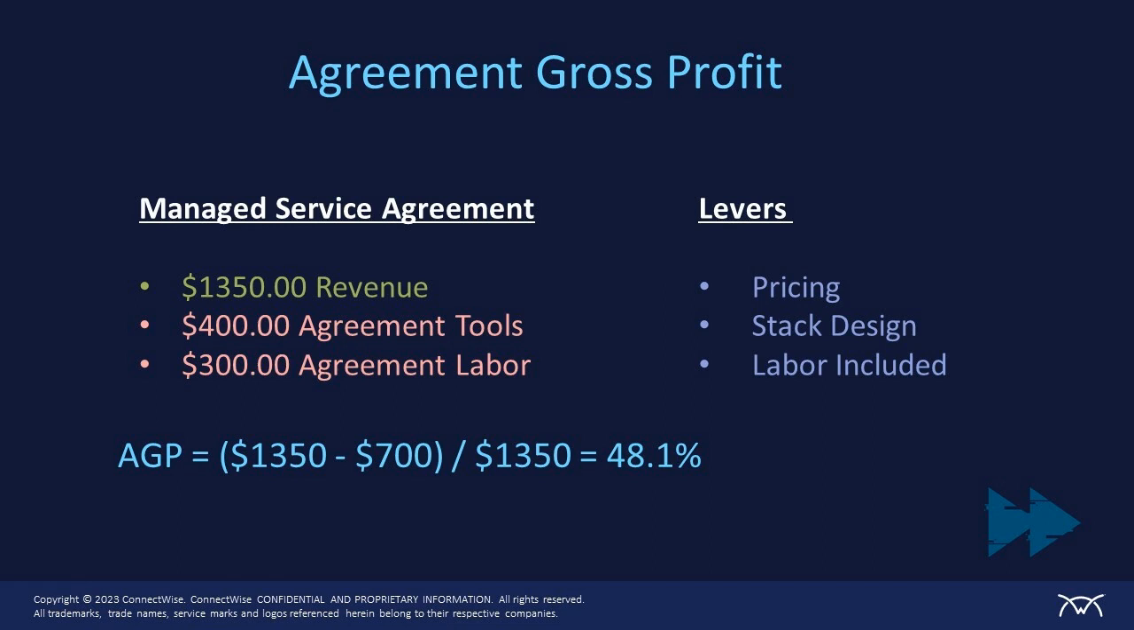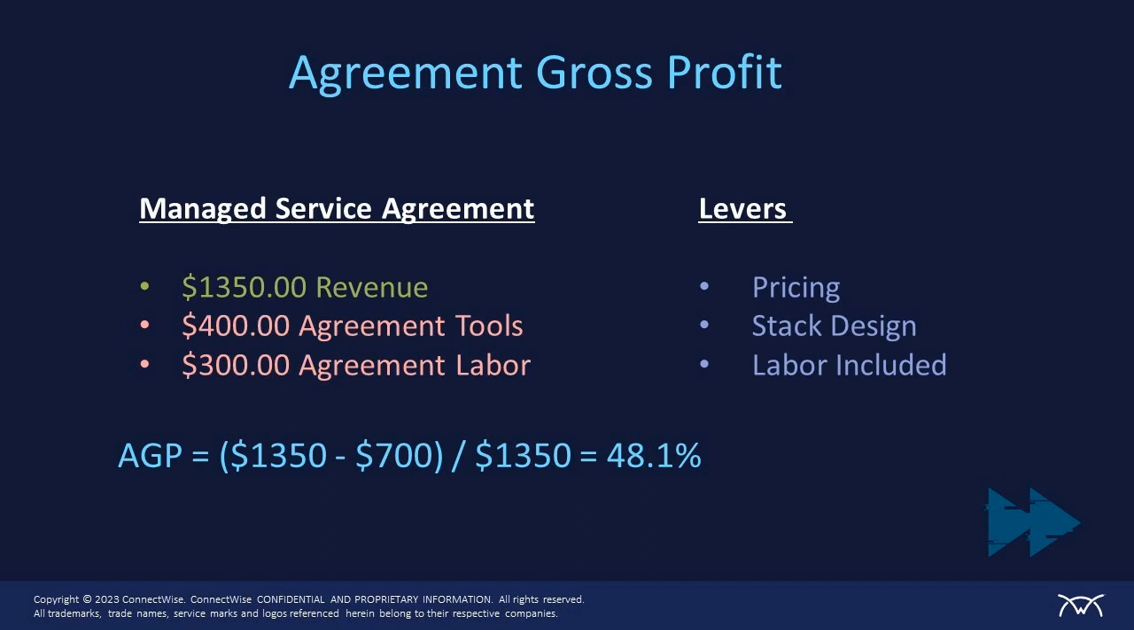Now, if we look at this example, we have $1,350 in revenue coming from this agreement and roughly $700 in cost, giving us a 48.1% agreement gross profit. Now, that's just not going to work. We need to be targeting 65 and above to be able to afford the team growth and all the fun stuff that comes along with owning an MSP.